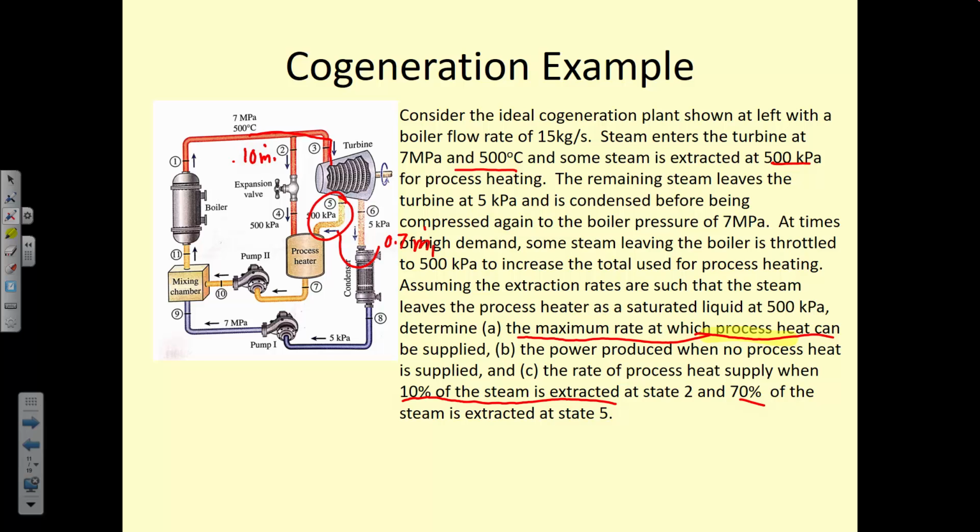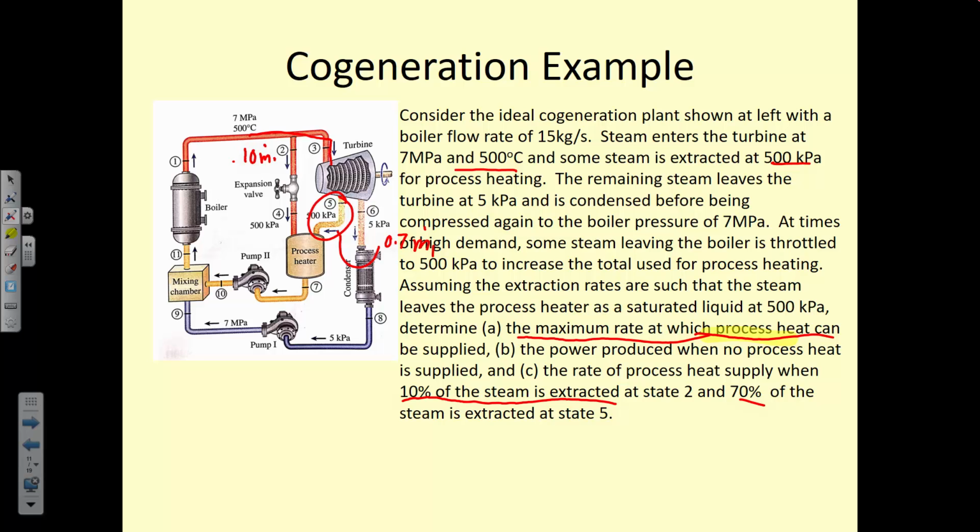Otherwise, we have too many flow rates we have to figure out. Yes? So at state 2, if you were to close the valve and it would all go to the turbine, would the turbine work output be higher than if the valve were open? There would be no turbine work output.